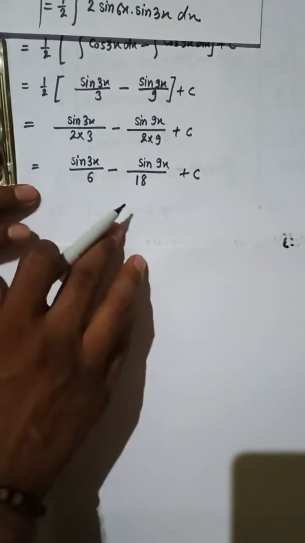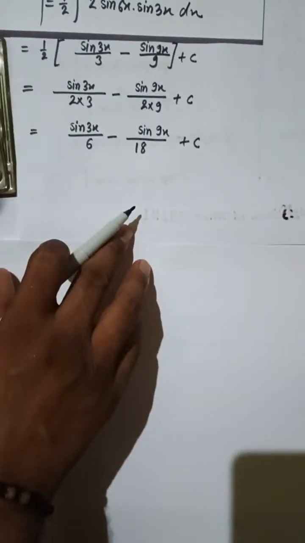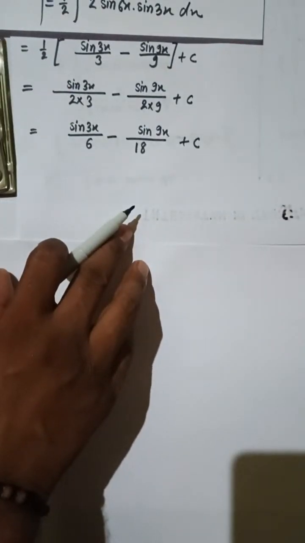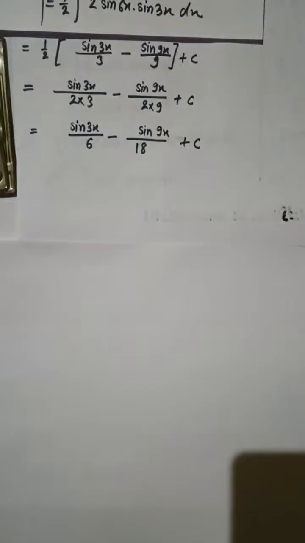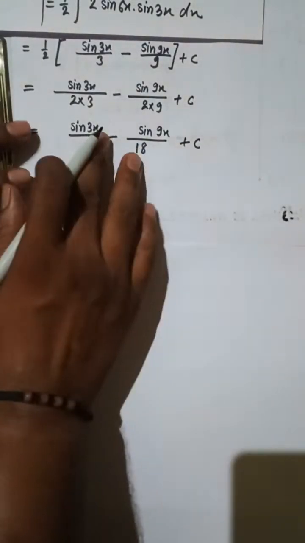Let's go for another one. I have one question. This one is cos 3x into cos 6x. Let's do it.